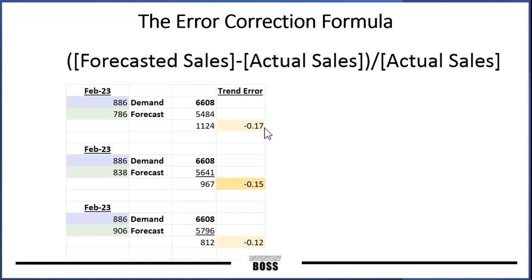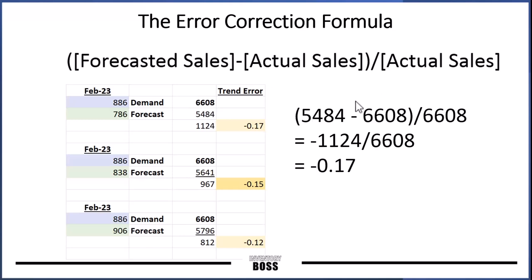So how do we get to the 17%? Well, the way we did it was we took our forecasted sales, subtracted our actual sales, and then divided by the actual sales. Let's see what that looks like. 5,484 subtracted 6,608 divided by 6,608 gave us 1,124 divided by 6,608, which is negative 17%. That's how we got a trend error of 17%. The weighted moving average had a 15%. The exponential smoothing had a negative 12%.